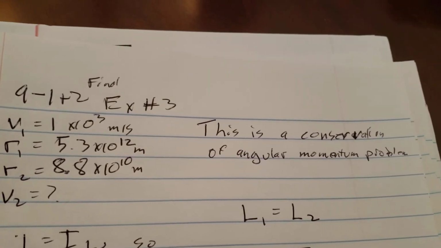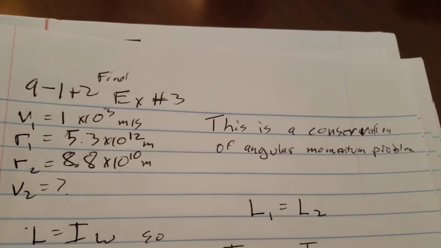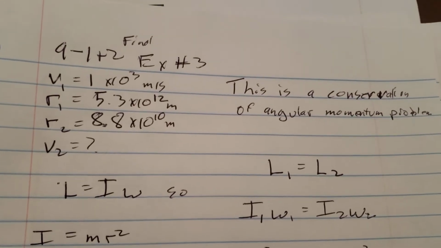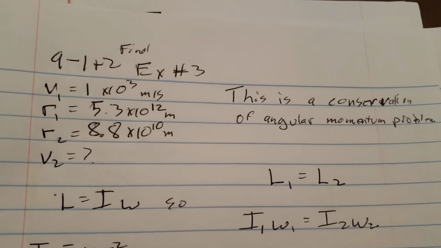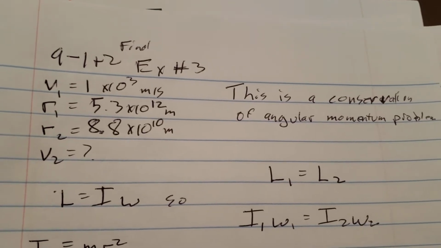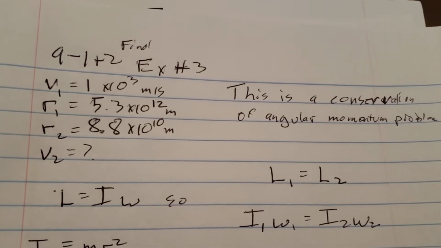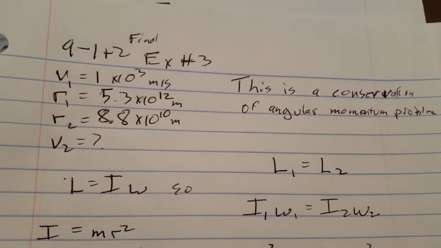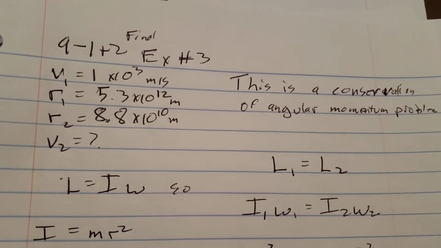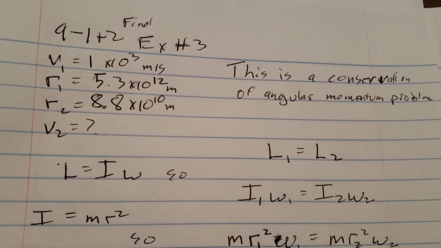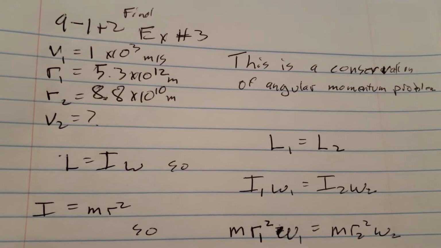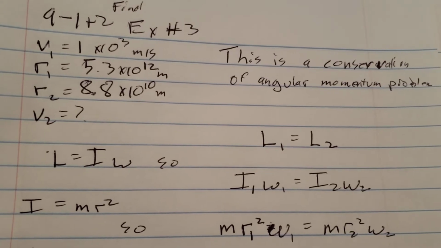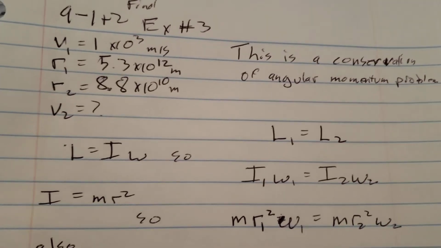So we begin with L1 equal to L2. We follow with the initial substitution. L equal to I omega, and therefore L1 is I1 omega 1 and L2 is I2 omega 2. Making the same substitution we did on example problem number 1, I is equal to mr squared. This gives us mr1 squared omega 1 equal to mr2 squared omega 2.